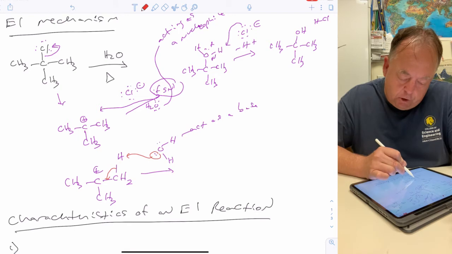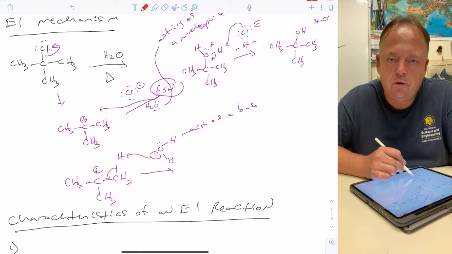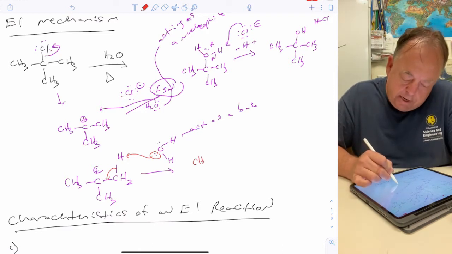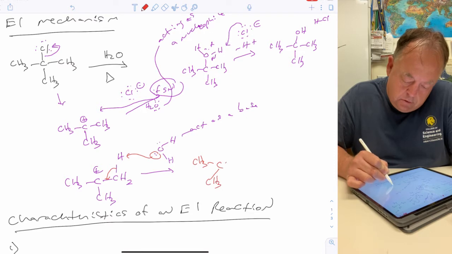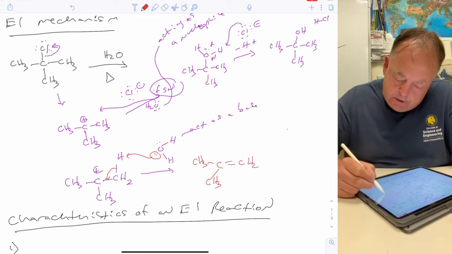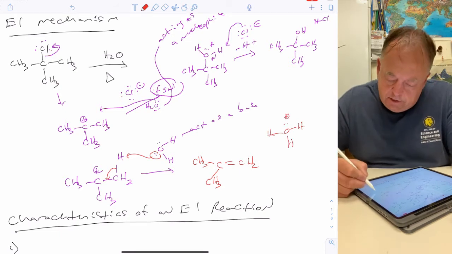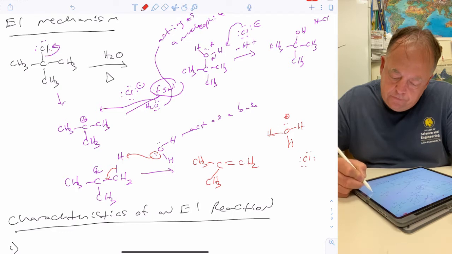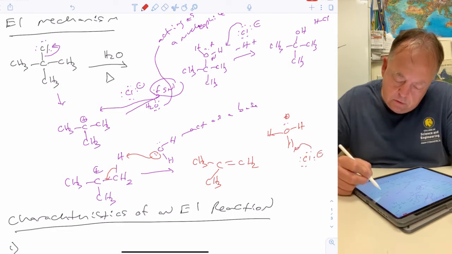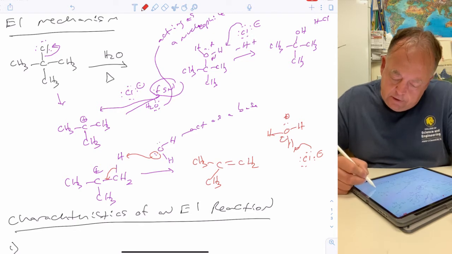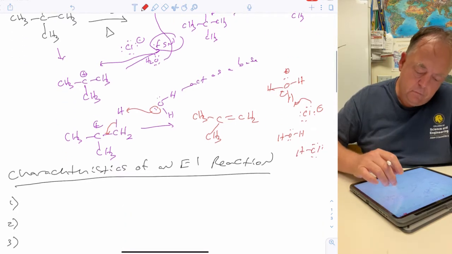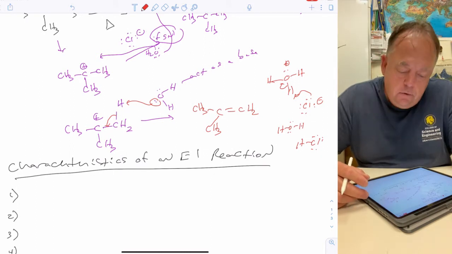If you notice, the arrow starts on the bond and the arrow ends up on the other bond. That means you're taking those 2 electrons and making another bond with them. So now you get the alkene. And then you would have H3O+. And then Cl- can take a hydrogen. Right, so you get your H2O still, and HCl side product. So that's the basic mechanism for an E1 reaction.